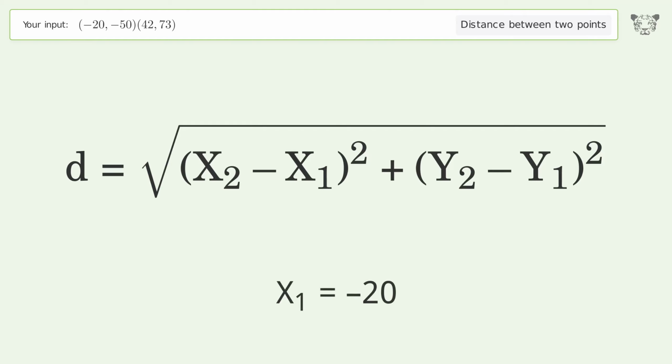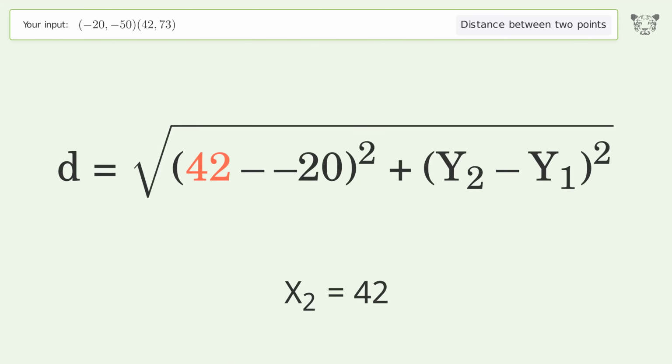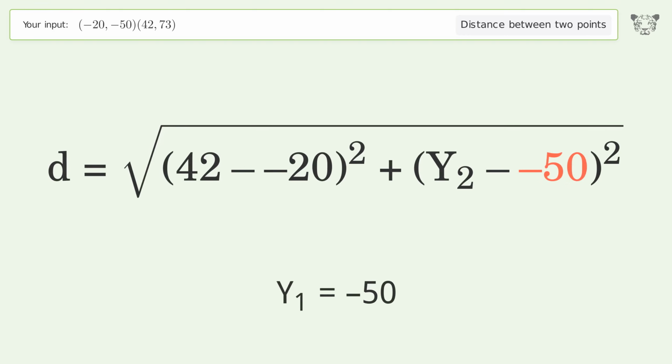x1 equals -20. x2 equals 42. y1 equals -50. y2 equals 73.